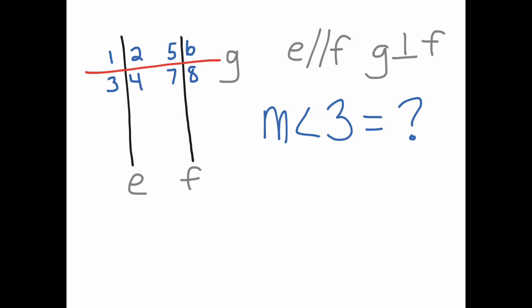And for our last question here, it says that line E is parallel to line F. So I'm going to go ahead and make the little arrow marks here. And line G is perpendicular to line F, which means that angles 5, 6, 7, and 8 are all 90 degrees. But they're asking us here for angle 3. Well, we learned in our theorems that if you have two parallel lines and we have a transversal that's perpendicular to one of those parallel lines, it is also perpendicular to the other, making angles 1, 2, 3, and 4 also 90 degrees.